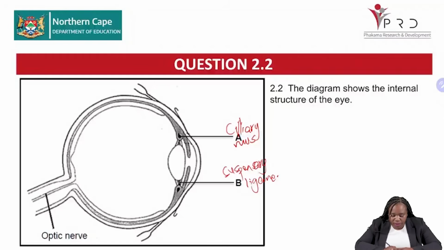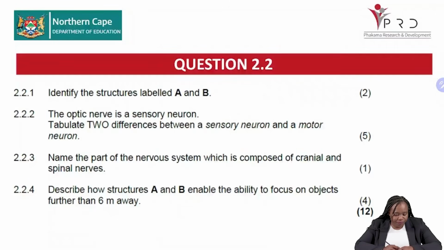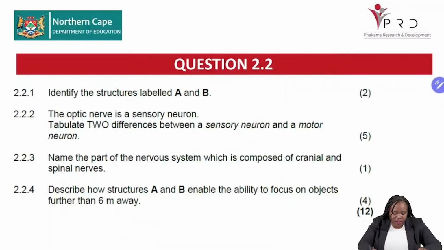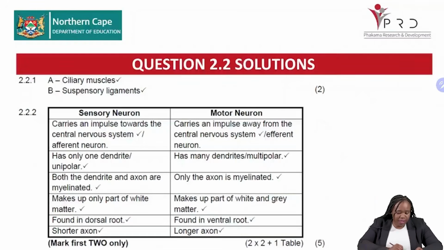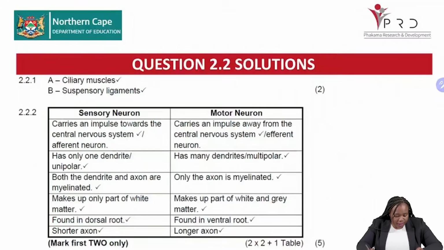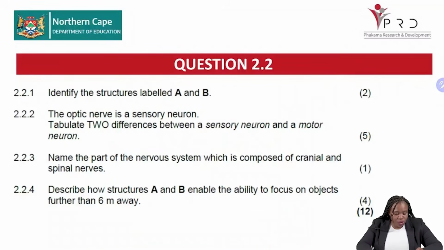The diagram shows the internal structure of the eye. Identify the structures labeled A and B. We've already identified those. Because you've already identified these, you're simply just going to write down your answers without having to worry too much about that. So that is the ciliary muscles as well as the suspensory ligament. Right. And then 2.2.2, the optic nerve is a sensory neuron.